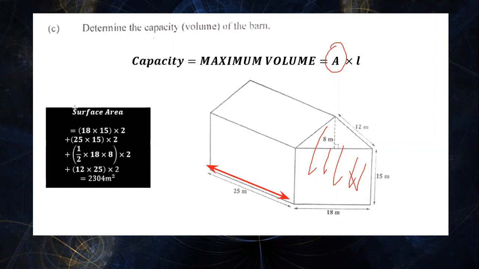So what we're going to do is pick it out of here. What is the cross-sectional area? It's going to be the area of the triangle and the area of the rectangle. Which one? The 18 by 15 rectangle. So it's going to be this one and this one. That's going to be the cross-sectional area of the pentagonal barn.